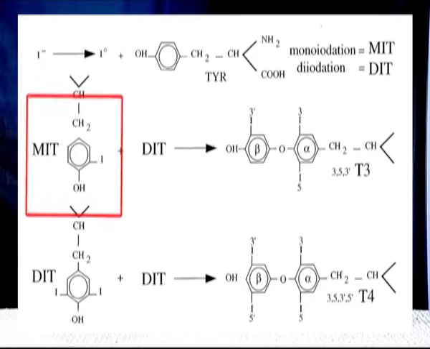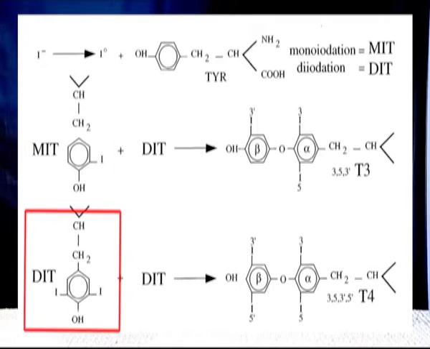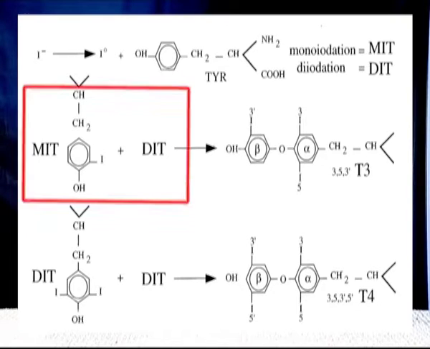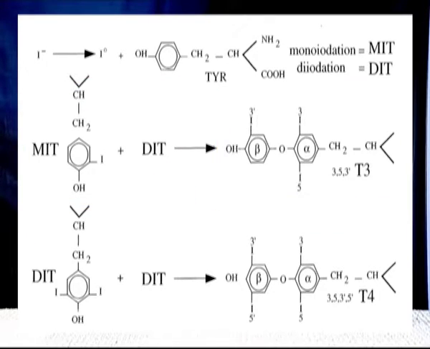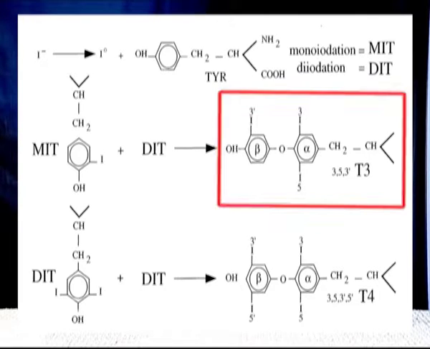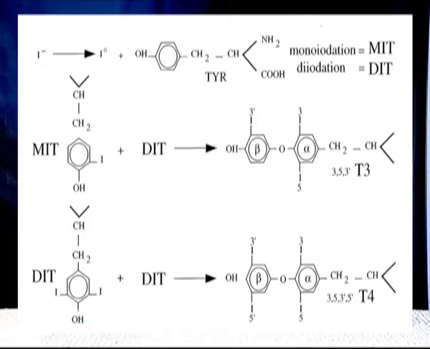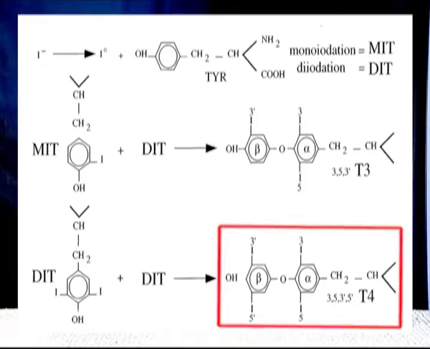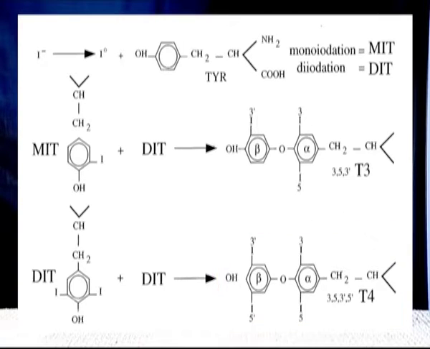Thus, the amino acid tyrosine first gets iodinated to form monoiodotyrosine, also known as MIT, which then gets one more iodine and forms diiodotyrosine or DIT. When mono and diiodotyrosines conjugate, it forms triiodothyronine, also known as T3, and when two diiodotyrosines conjugate, it results in the formation of tetraiodothyronine or thyroxine, which can be called T4, as is shown in the figure.